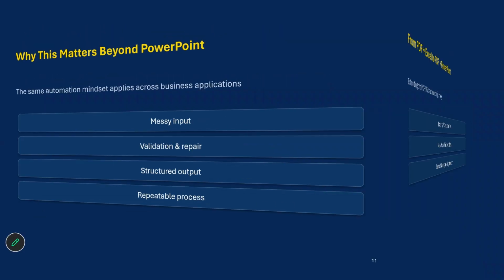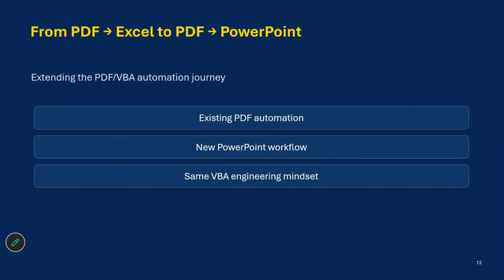PDF to Excel compared to PDF to PowerPoint. On this channel, I have previously demonstrated PDF to Excel automation using VBA. This project extends that concept. Instead of sending PDF information into Excel, we are using VBA to transform it into a complete PowerPoint presentation. Different destination, same automation mindset.